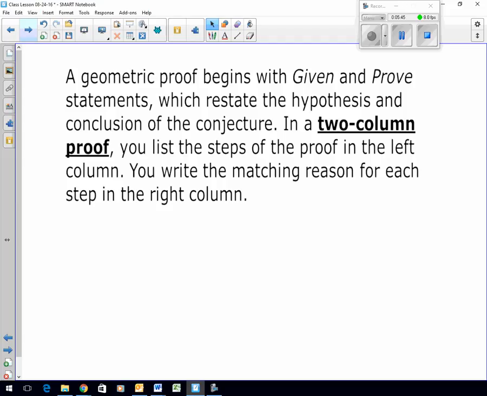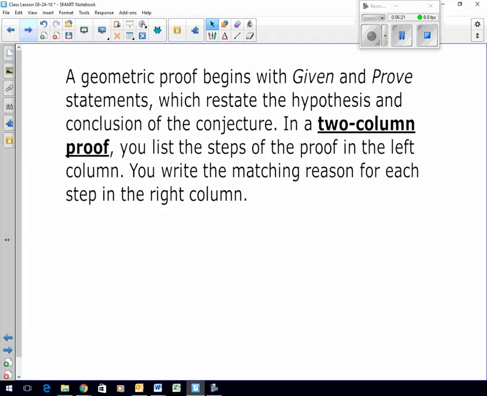You're going to have a given statement. Given angle 1 and angle 2 are congruent. Given angle 3 is 58 degrees. Given line segment RS is 8. With a given statement, you have to start somewhere. And then there's the prove statement. It's going to say prove blah blah blah. That's what you're trying to do at the very end. What am I trying to prove? It restates the hypothesis and conclusion of the conjecture in a two-column proof.